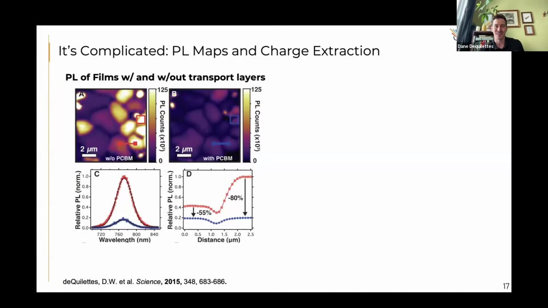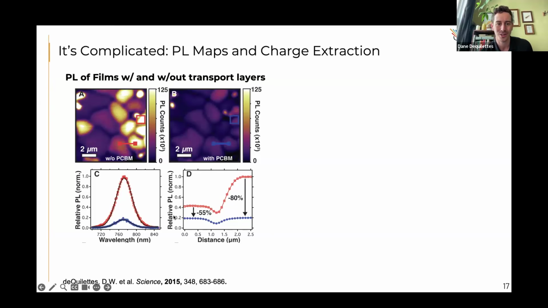But I think some of the follow-on studies were suggesting that this is a lot more complicated than we initially thought. So one way to test this is to continue building out the device, adding a transport layer on top of the perovskite. This is exactly what we did. We put PCBM on top of the perovskite and then looked at the changes after adding PCBM. And this is just highlighting in this box region, when you add PCBM, the photoluminescence intensity goes down a lot.